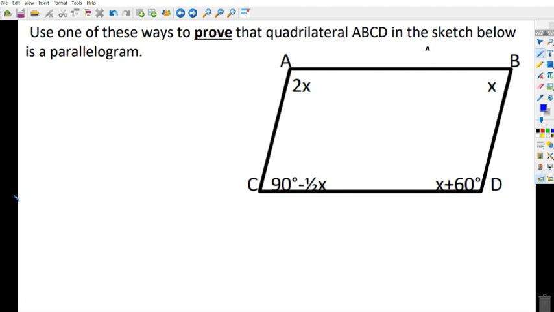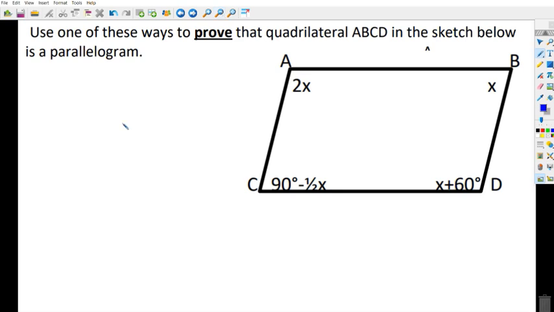So I look at this thing. It looks like a parallelogram. It smells like a parallelogram. It tastes like a parallelogram. I can hear that it's a parallelogram. I can see it's a parallelogram, but I don't know it's a parallelogram. I don't know that.